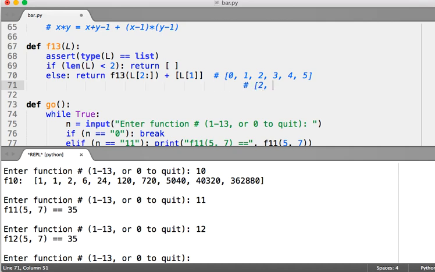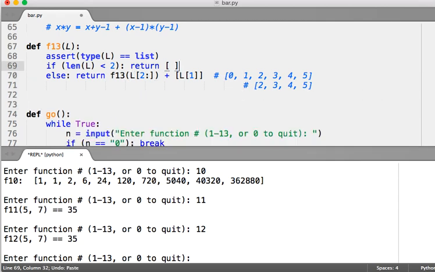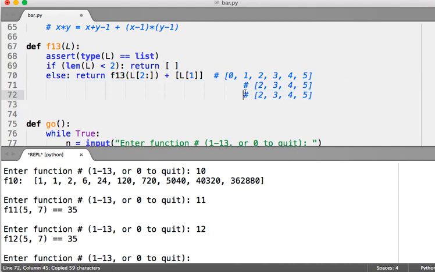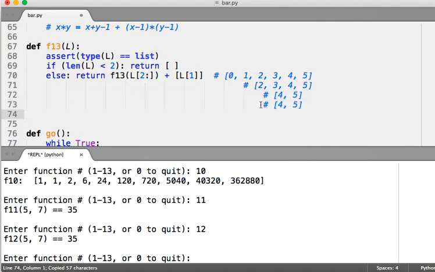It's going to recursively call 2, 3, 4, 5, which is first going to recursively call f13 of 2 onward, which is 4, 5. And now, because it's still not less than 2, it's going to recursively call f13 of 2 onward, which is just the empty list. All right, now finally we get to the empty list, and that's less than 2, so it returns the empty list. So this returns the empty list.